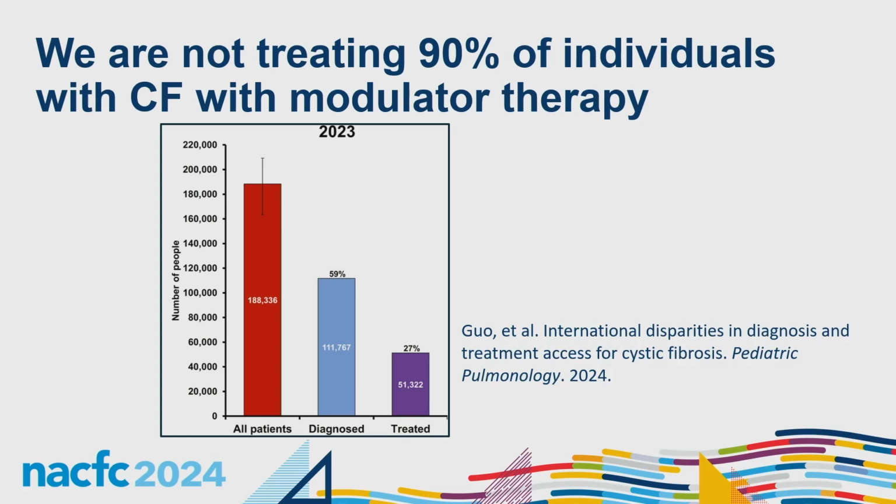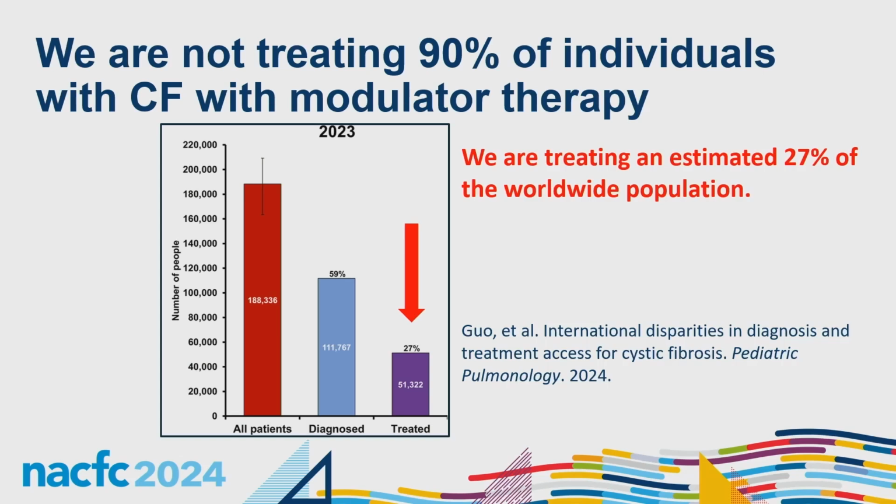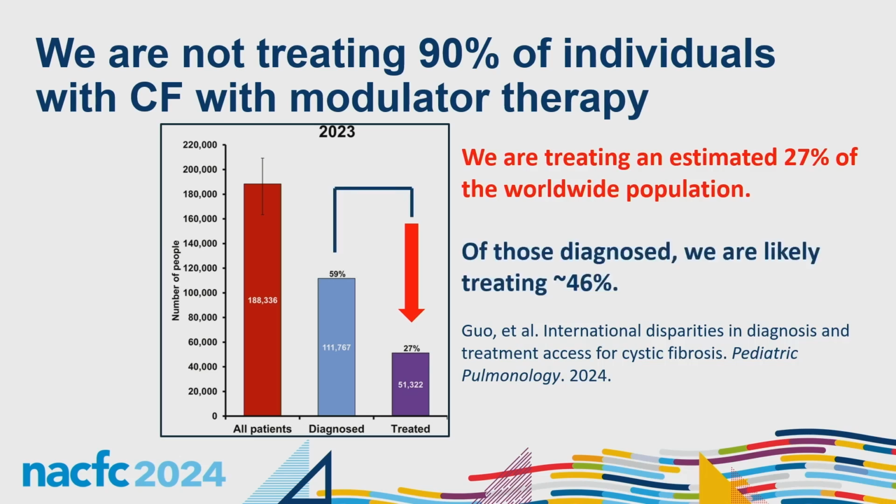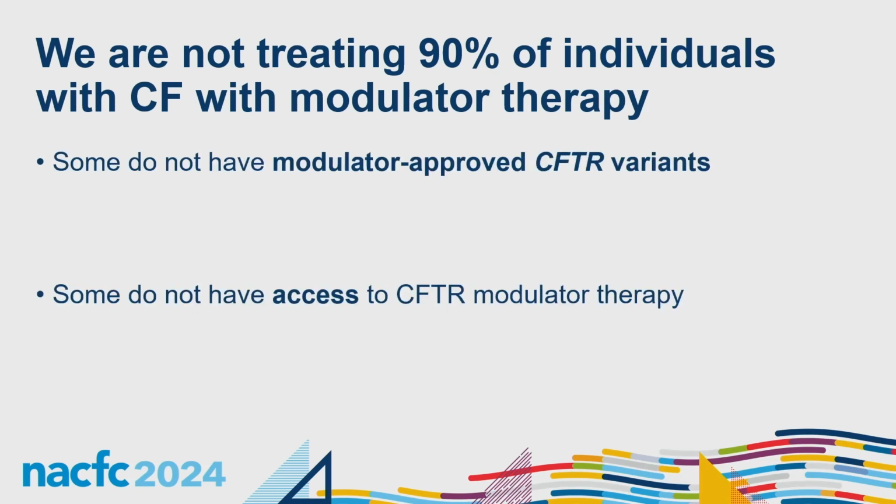And in this more recent publication, he's been trying to define, using some modeling, how many people in the world actually have CF and how many of them do we know about. And with that, how many of those people are we actually treating? The estimates right now are that we're treating about a quarter, 27% of the worldwide population. Now, if you adjust that for the people that we think are diagnosed with CF, it's close to about half. But we know it's not 90%.